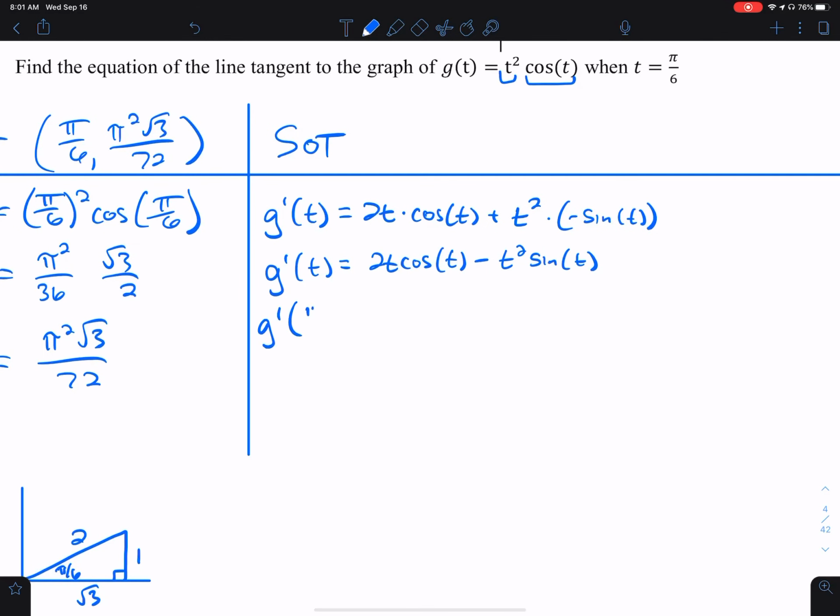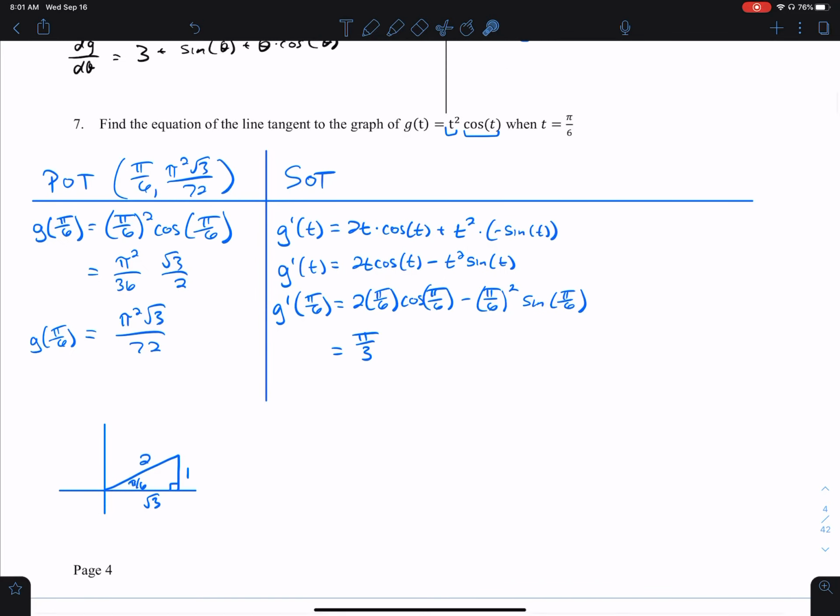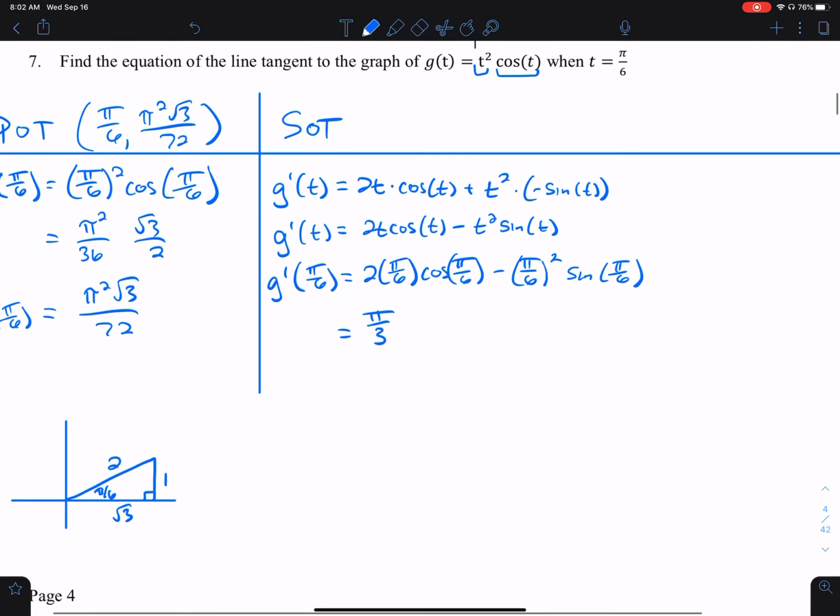So what's g prime of pi over 6? It's going to be 2 times pi over 6 times cosine of pi over 6 minus pi over 6 squared times sine of pi over 6. It's a mess. This here is going to be pi over 3. Cosine of pi over 6, that's x over r, that's square root of 3 over 2. Square a fraction, you square the top and you square the bottom. Sine of pi over 6, that's y over r, so that's 1/2.